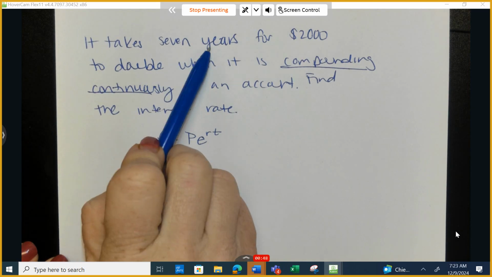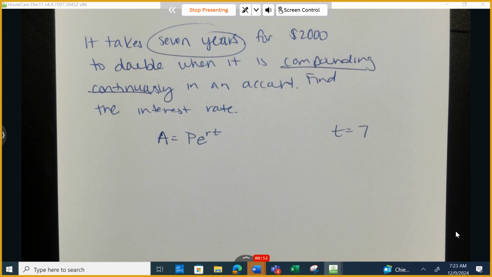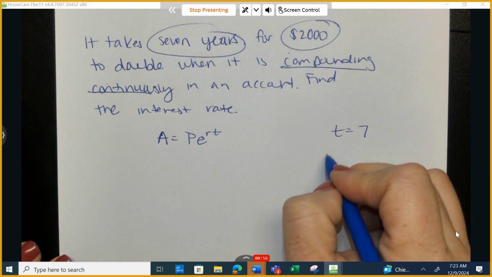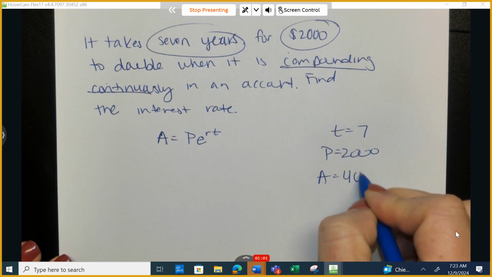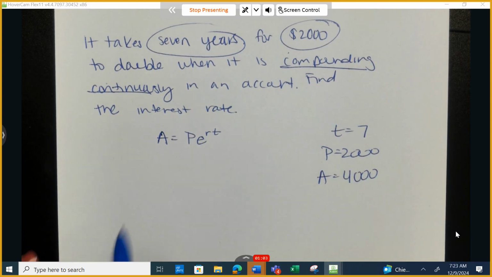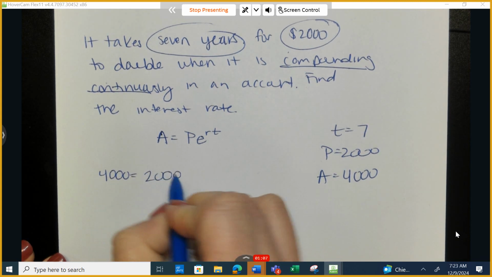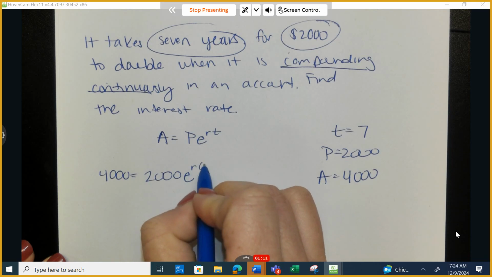It takes 7 years, so I know that t is going to equal 7 years for $2,000 to double. So we're going to invest $2,000. That's the principal. And the amount at the end is going to double, so I'm taking it times 2. Let's put that information in. 4,000 equals 2,000. Remember, e is Euler's number, raised to the rt, and my t is 7.